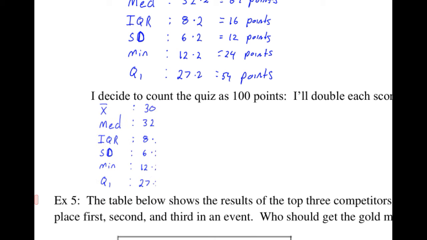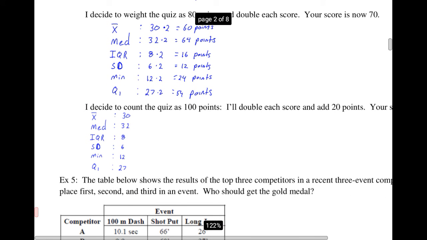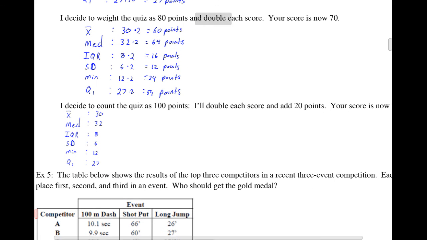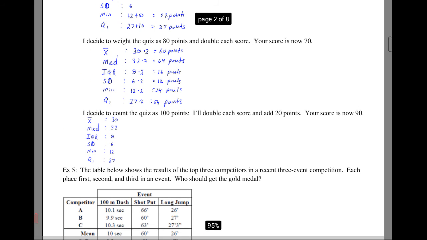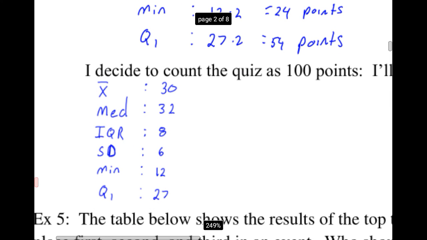Okay, so let's look at the last part of this example. I decided to count the quiz as 100 points. Easier to grade that way. I'll double each score and add 20 points. Your score is now 90 because I'm going to double first, so that 35 became a 70, and then I'm going to add 20 points. Now remember, we're just doing some basic algebra, so order of operations does matter. We're doubling first.